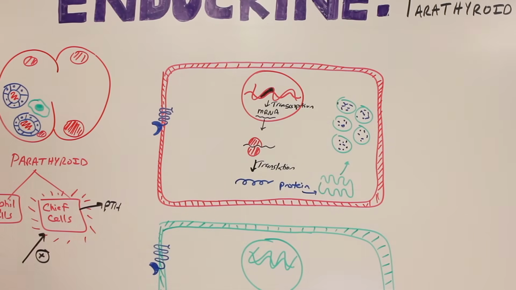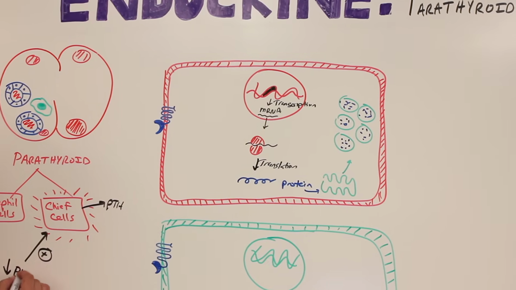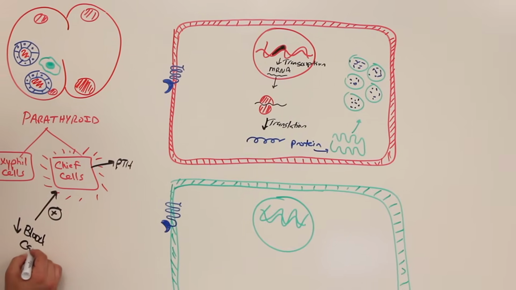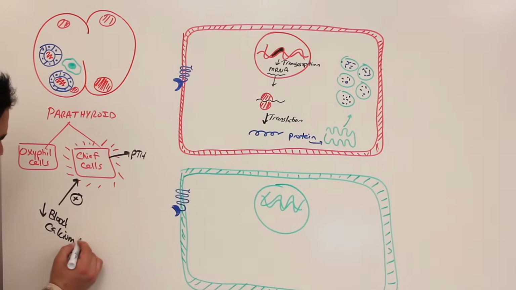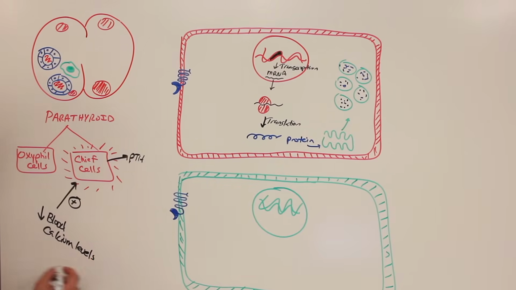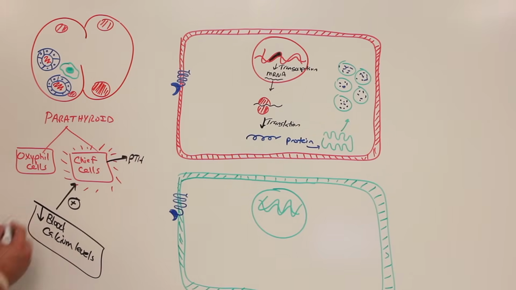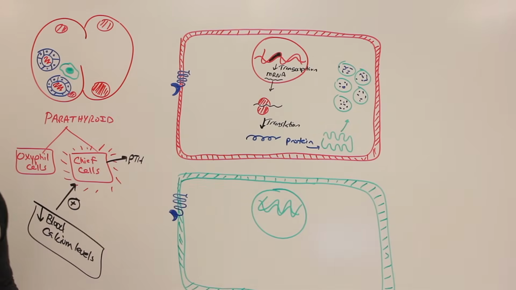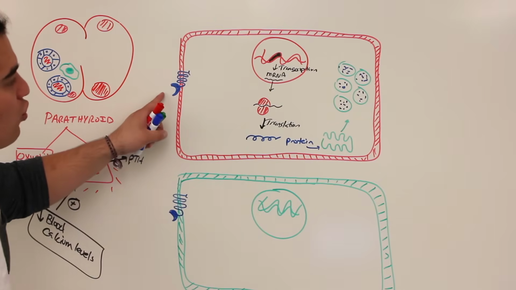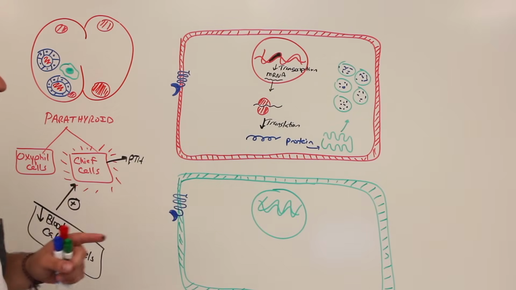But here's what we got to make sure we explain here. Is it high calcium levels or is it low blood calcium levels? It's actually going to be low blood calcium levels. You know what they call below the normal value of calcium? They actually call it hypocalcemia, right? So hypocalcemia is a very strong stimulus of parathyroid hormone.